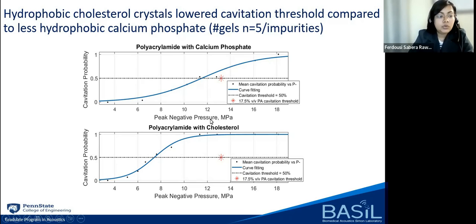However, when we added cholesterol, a more hydrophobic crystal, in separate polyacrylamide gels, we see a large drop from 13.2 megapascals to about 7.3 megapascals, indicating the higher the hydrophobicity of an impurity compound, the lower the peak negative pressure it takes to cavitate the medium.